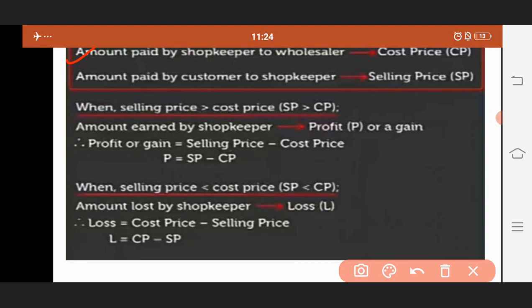Now the condition we have already learned is that when selling price is greater than cost price, we have a profit. Therefore, the formula is profit equals selling price minus cost price. And when selling price is less than cost price, we have a loss. Or we can say when cost price is more than selling price, we have a loss, which is written as L equals CP minus SP. Hope this is clear.